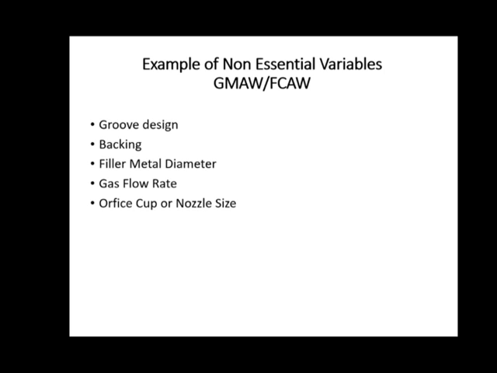So these are things you need to keep track of and be cognizant of, some of the subtle nuances of writing WPSs and PQRs. Examples of supplementary essential variables. These only come into play if your construction code calls out impact testing. These generally aren't important unless impact testing is involved. So you can see we've got position. Generally, position is not a deal breaker.